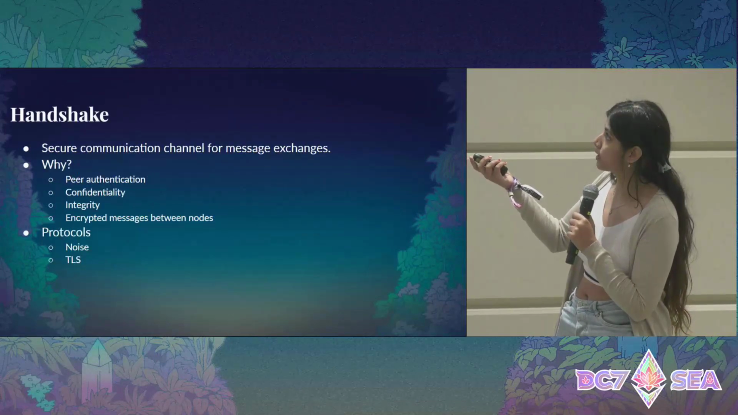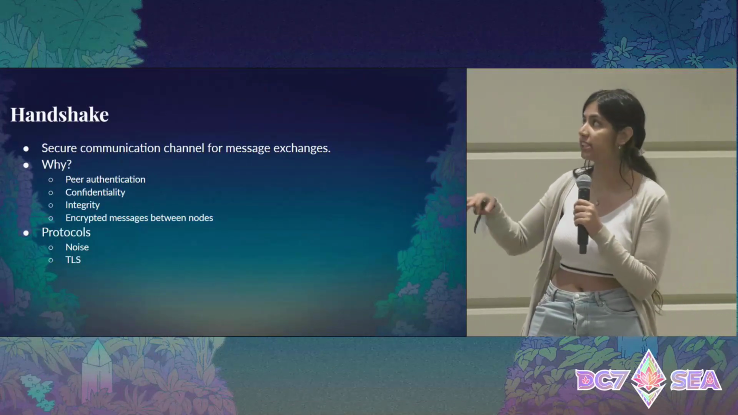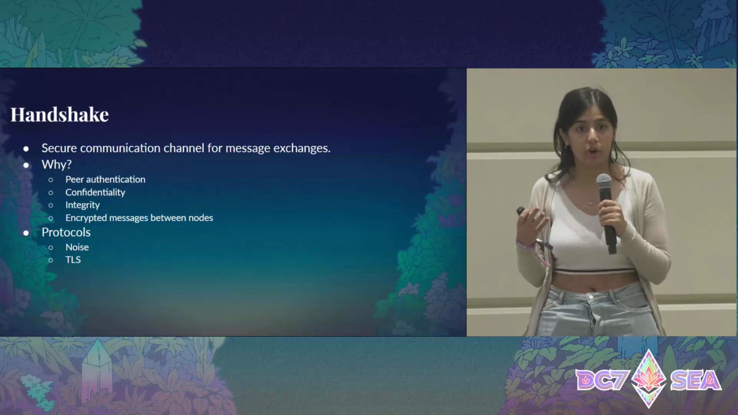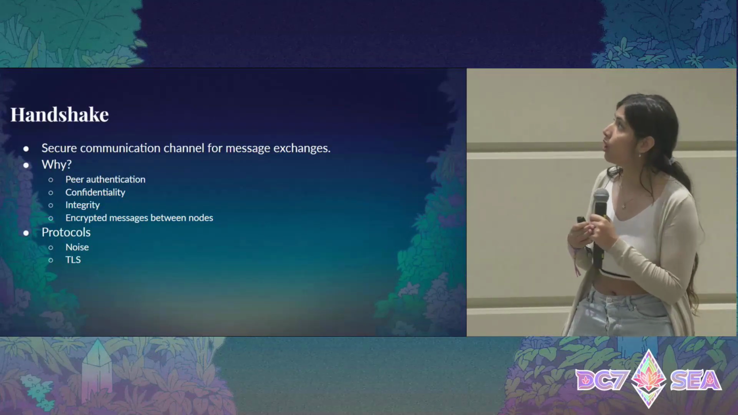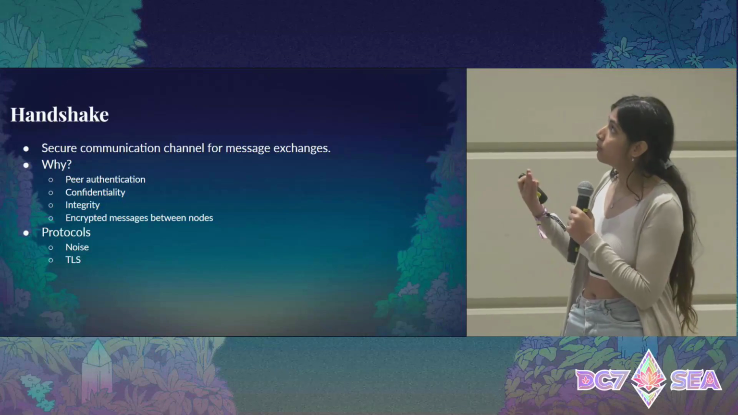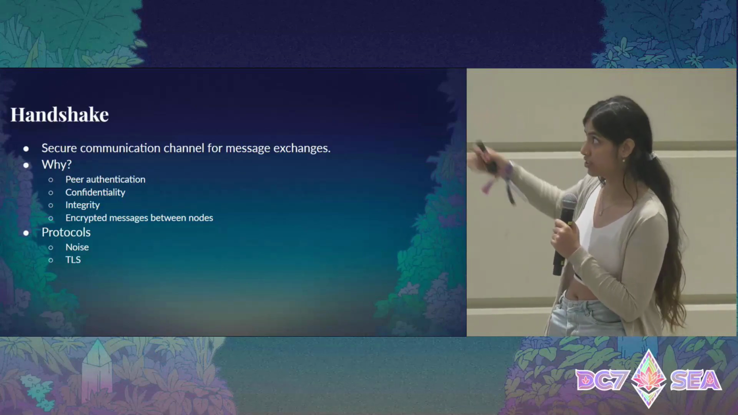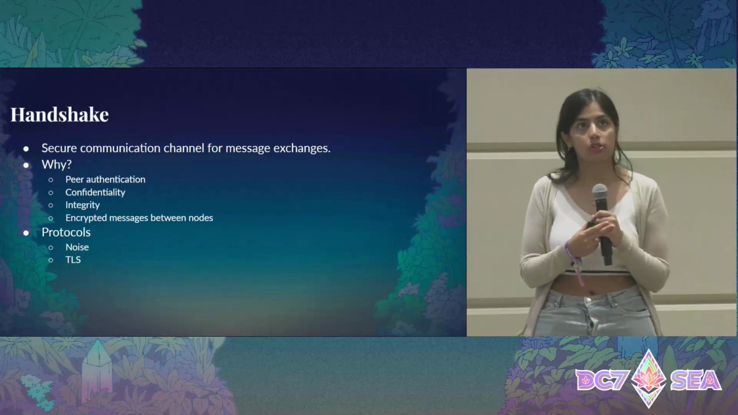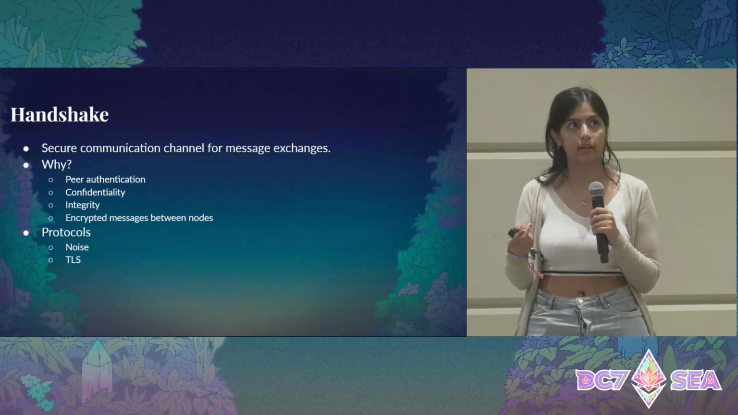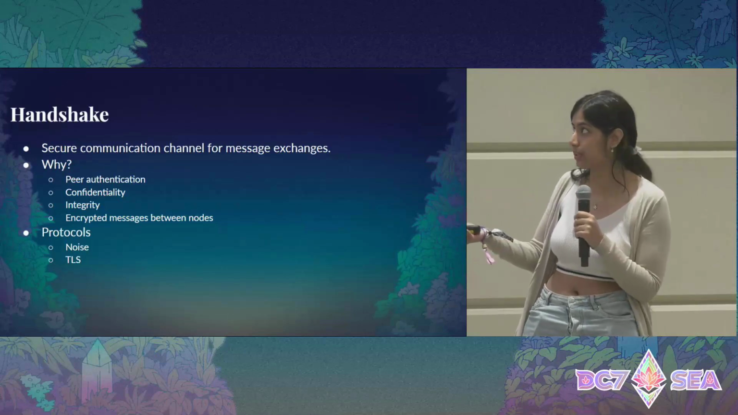Moving on to the next, the handshake. When we have a TCP or IP connection, it's not secure. We need to secure the connection to transmit the data. So the handshake is for the secure communication channel for the message exchanges. It comprises the TLS protocol and the Noise protocol. Also, QUIC is one kind of transport which has built-in encryption.